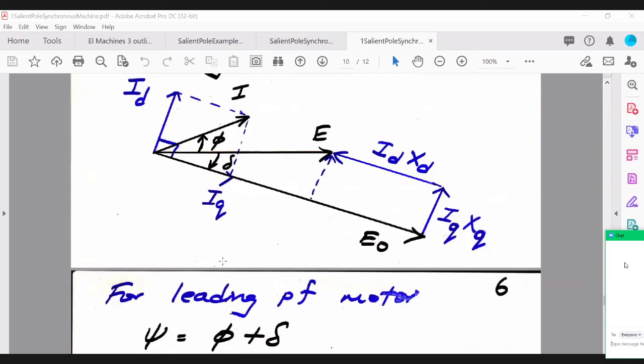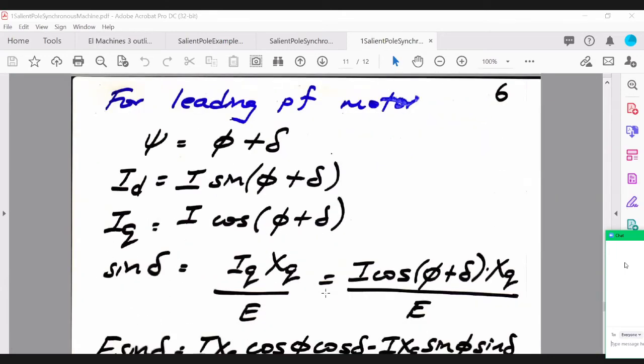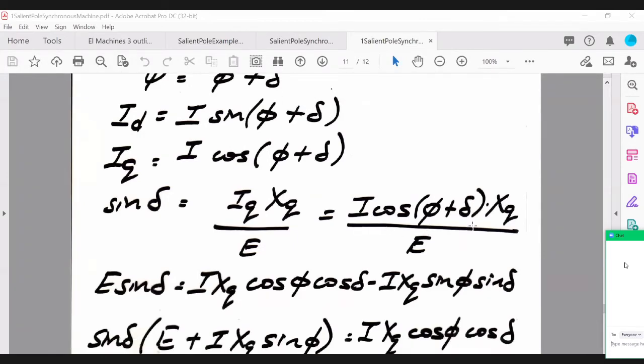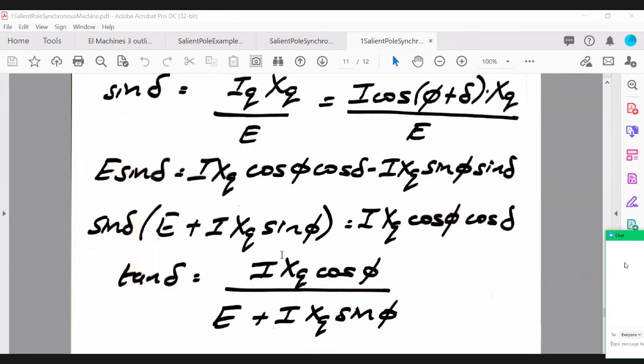And we can also determine what is sine of delta, in order to eventually get tan delta. So sine of delta is basically this component, which is IQ XQ over E, and you can substitute the E there and expand. So you end up with tan delta being equal to I XQ cos phi over E plus I XQ sine phi. So if we recap, these formulas you'll be required to remember them.